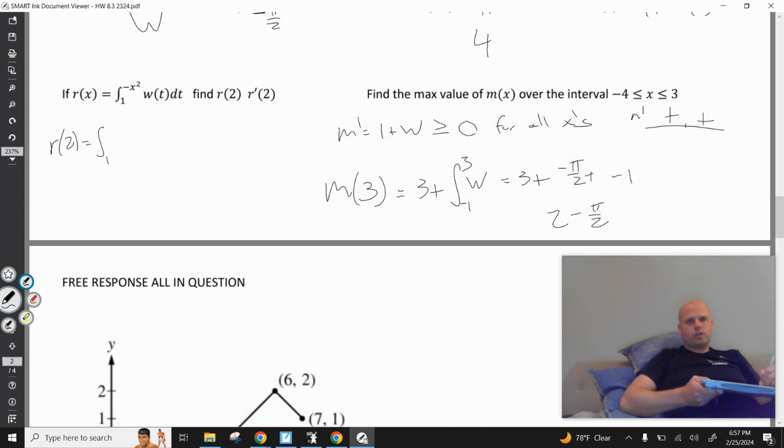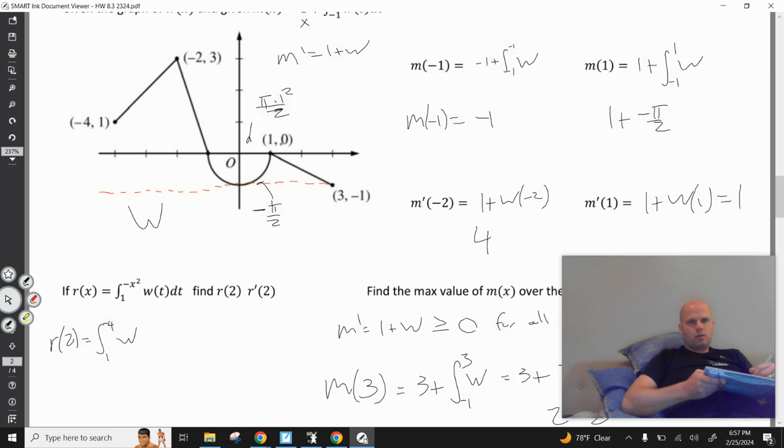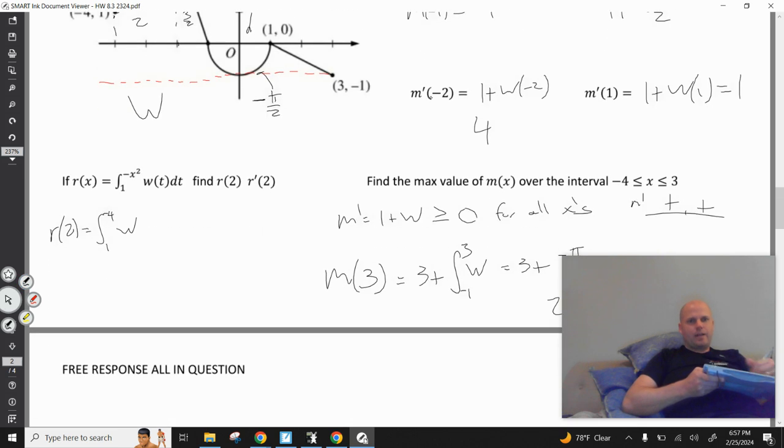R2 is 1 to negative 4 of W. 1 to negative 4, which means that would be a positive pi over 2. This is 1/2 base of 1 height of 3, 3/2. This is a rectangle of 2. This is a triangle of 2. 4, this is 5.5 total. So I would add the pi over 2. I would subtract the 5.5 or 9/2.